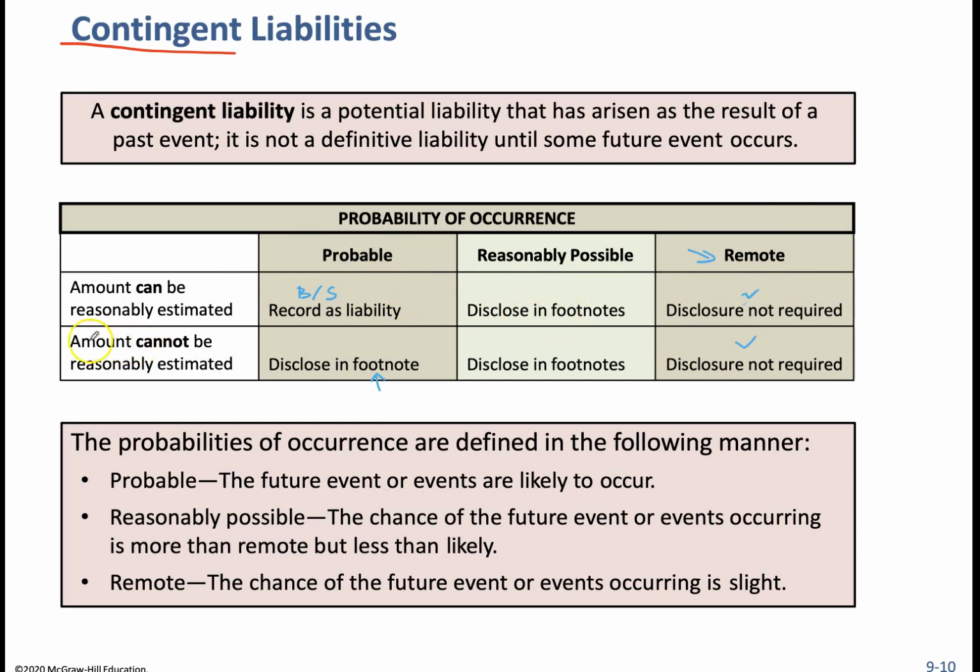Rather, if the amount cannot be reasonably estimated, and when the likelihood is probable or reasonably possible, we are going to disclose them in the footnotes because we can't reasonably estimate the amount. If the likelihood is remote, then we don't really need to disclose. So you see, it's all depending on how probable it is and whether we could estimate the amount.